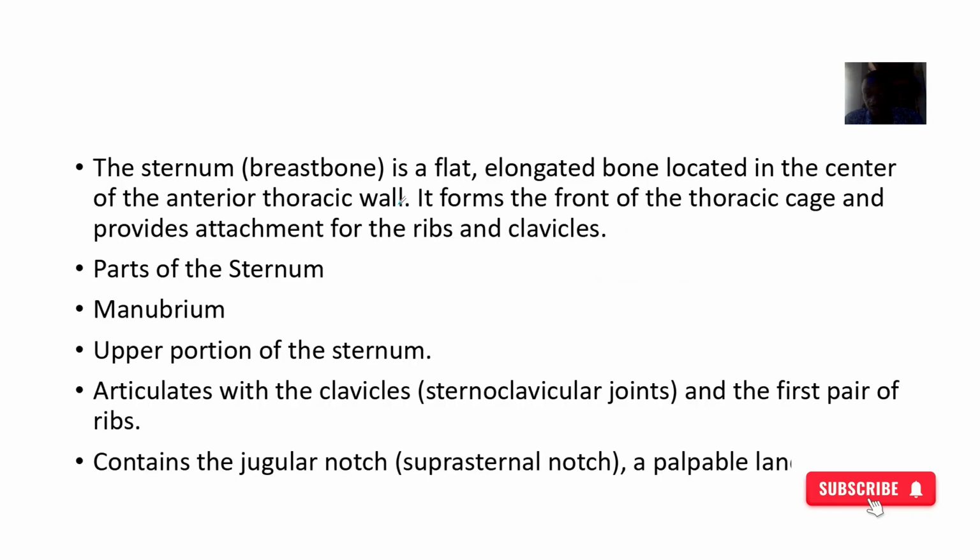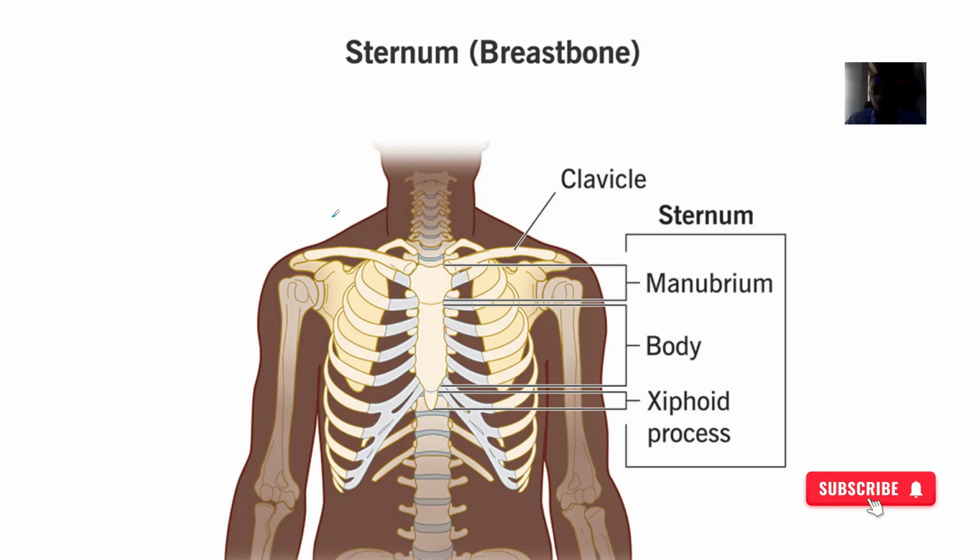You should just know that the sternum is a flat, elongated bone. It's located in the center of the anterior thoracic wall, so it forms the front of the thoracic cage. If you are talking about the thorax having a cage, this is the point where all the cartilages are inserting and making the cage hold.